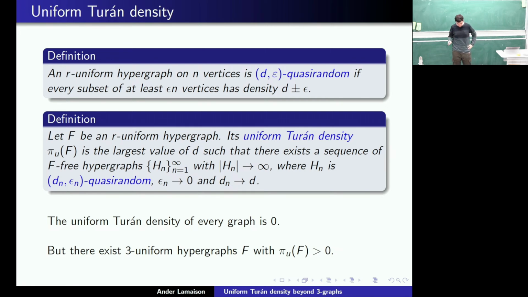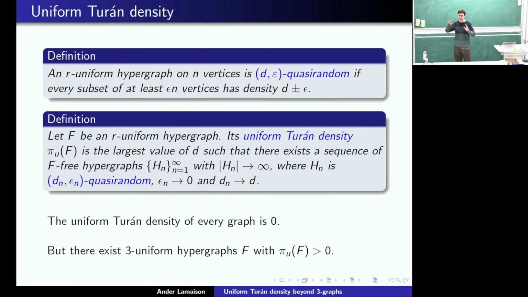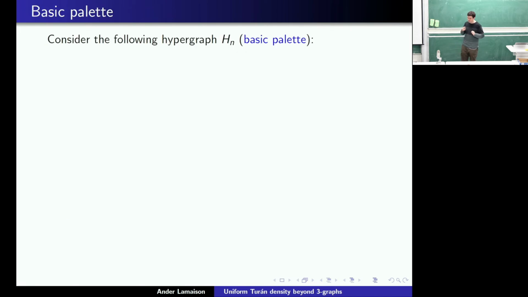Now, the construction that motivated this definition, the one that was given by Erdős and Sós, is a bit different. It has to do with taking tournaments and just looking at the hypergraph of oriented triangles. But I am going to present a different construction because it plays a special role in the study of the uniform Turán density. It's a construction that I'm going to call the basic palette.